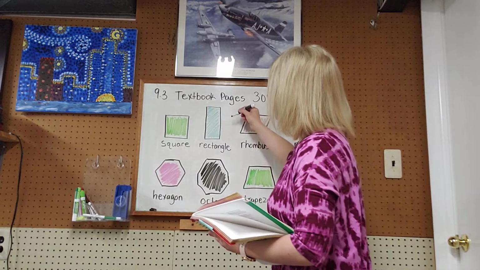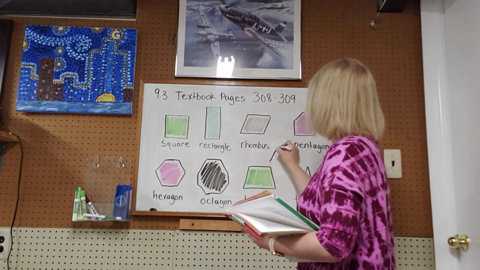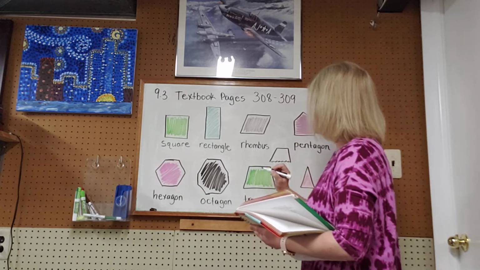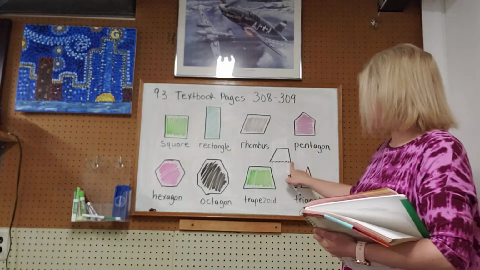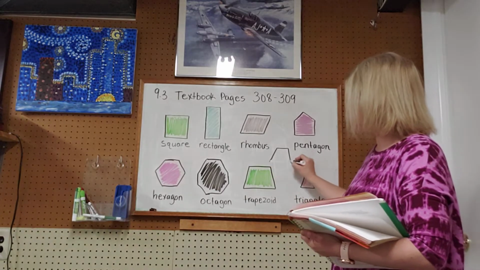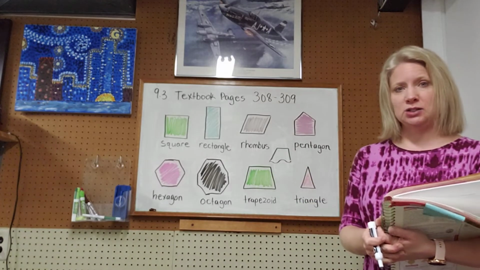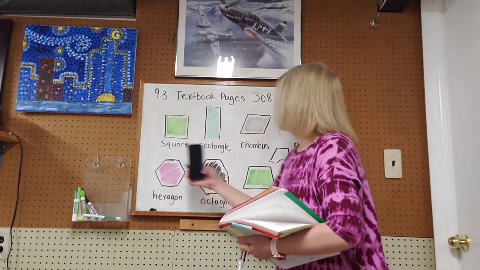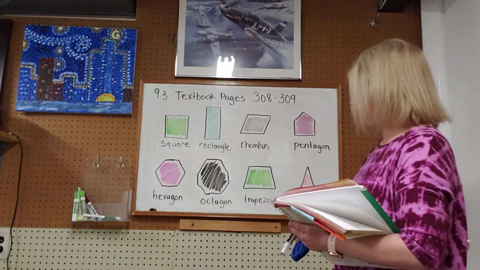Let's look at this one. Let me draw one up here in the middle again. 1, 2, 3, has 4 sides, but they're not all straight. If I did this one wavy or curvy, it has 4 sides, but it's not straight, so that would not be a quadrilateral. They all have to be straight. A rhombus is a quadrilateral.